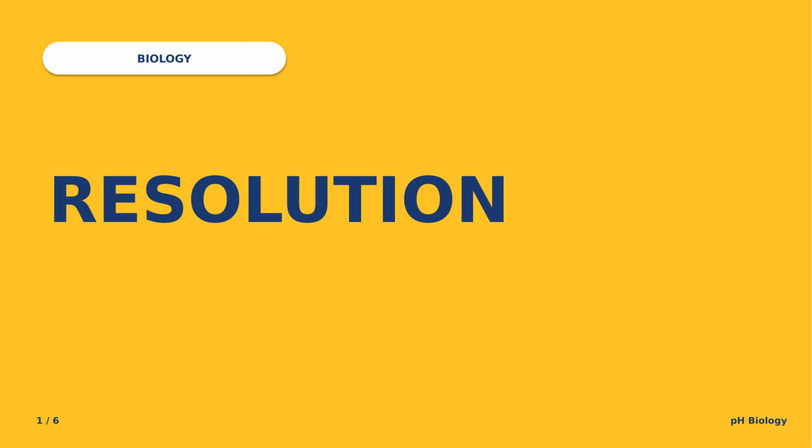Today's explainer is resolution, the smallest detail a microscope can show you. By the end of this video, you'll know exactly what resolution means, why it's different from magnification, and why electron microscopes can show structures that light microscopes simply cannot.